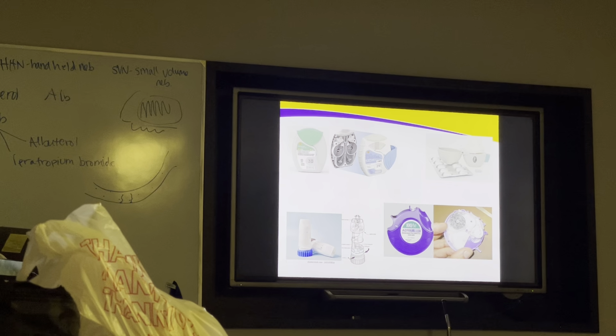This is what a dry powder inhaler looks like. Remember I told you dry powder inhalers, you have to suck the medication out. There's a few different devices here. This is a very common one down on the bottom right. It's called a Diskus. On the inside, you can see that there's a foil wrap, okay? That foil wrap has what we call blisters. These are called blister pack medications, okay?